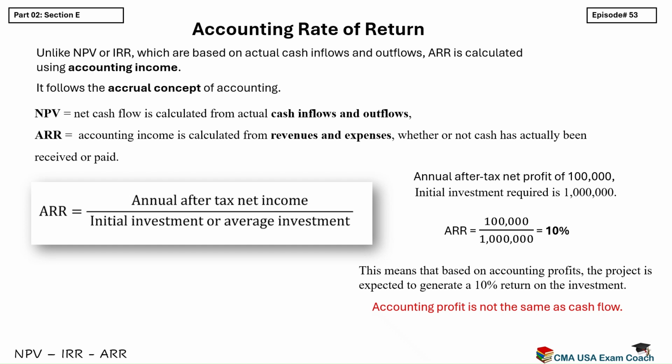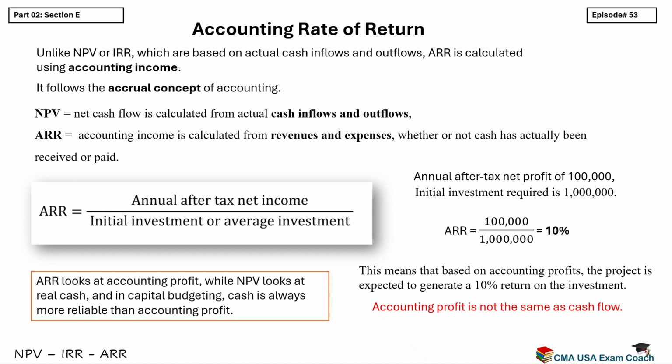As we discussed in the example of 100,000 profit, it is very important to note that this is not actual cash. Accounting profit is not the same as cash flow. Why? Because accounting profit includes things like accruals, provisions, and adjustments that are recorded in the books, even if the money has not actually moved. For example, revenue might be recognized as receivable, or expenses might be recorded as payable, even though no cash has yet been exchanged. On the other hand, when we calculate NPV, we always use actual cash inflows and outflows.